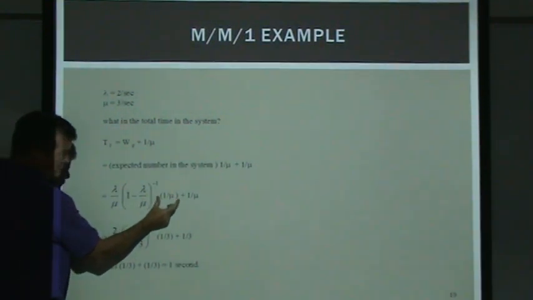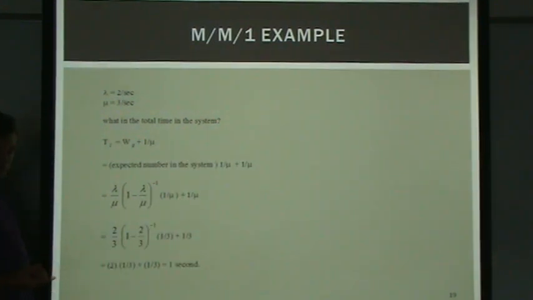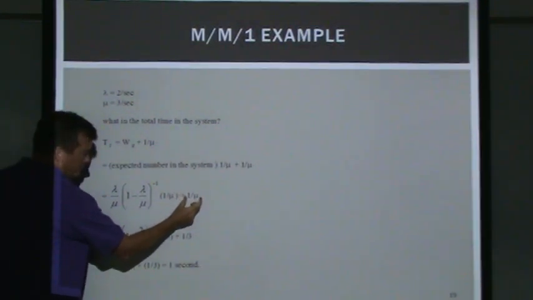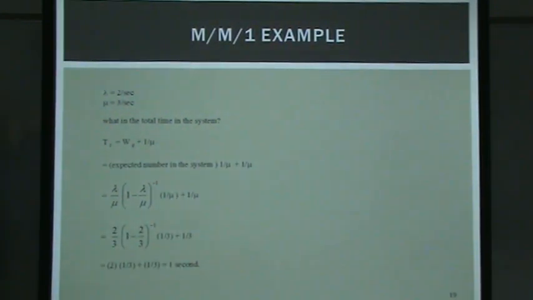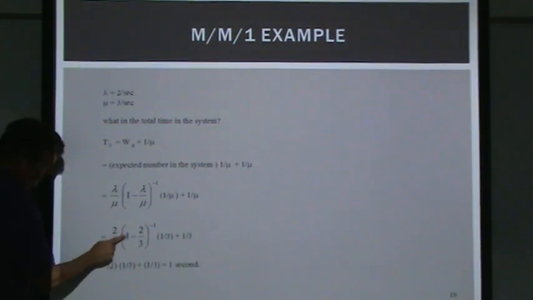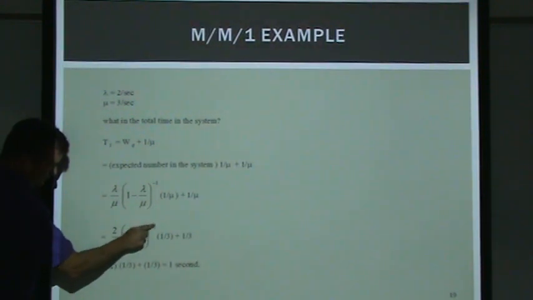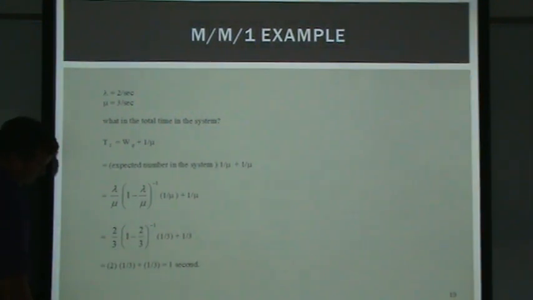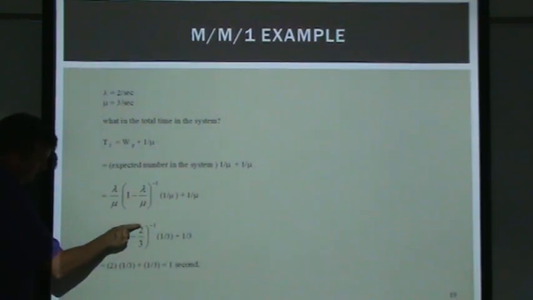Each one of those takes 1 over mu to be served. Then we have to be served. So this is for us to be served. In this case, we have lambda equals 2 per second and mu equals 3 per second. So the number of customers we expect to see in front of us is 2/3 times (1 minus 2/3) raised to the minus 1. So this is really going to be 2/3 divided by 1/3, which will be 2.